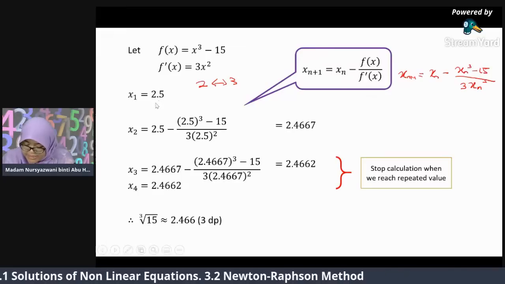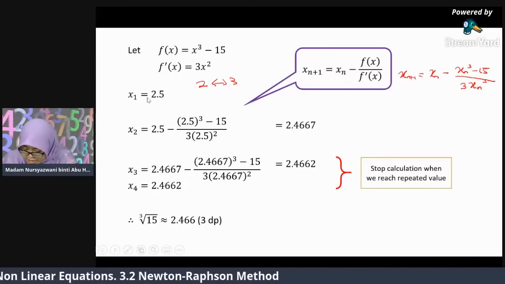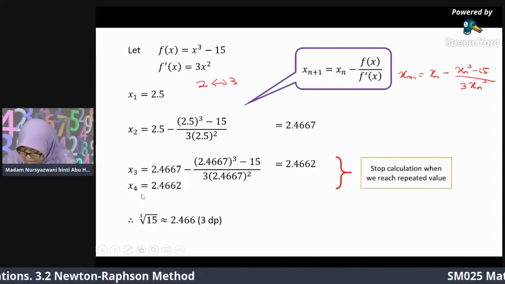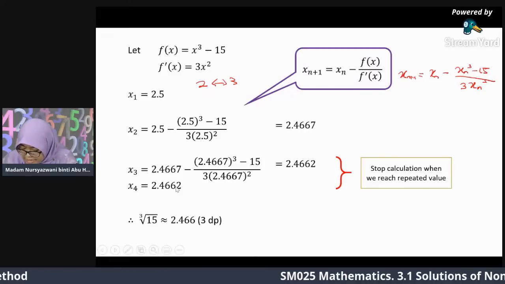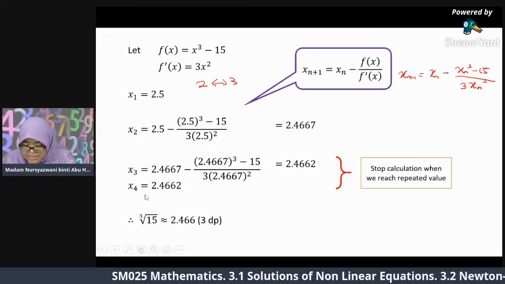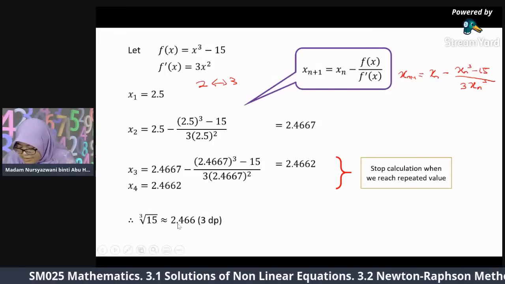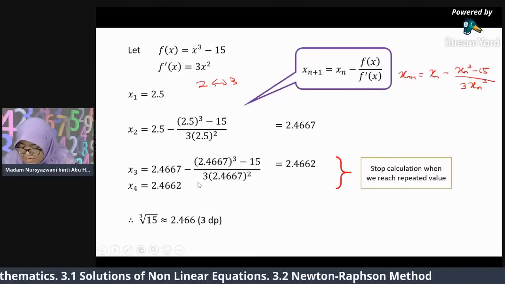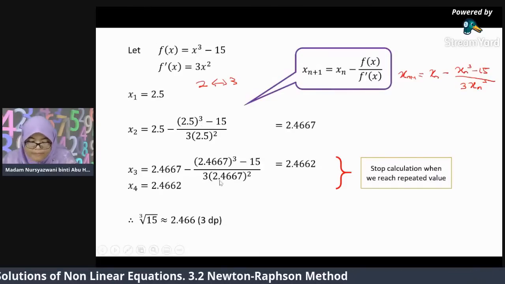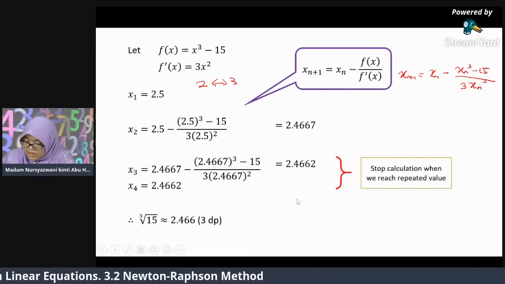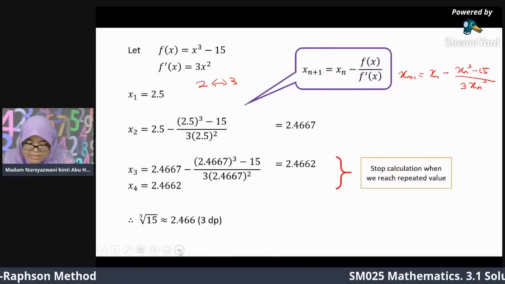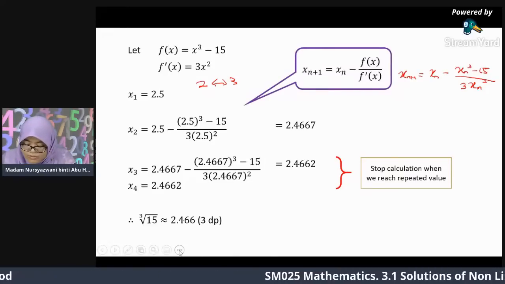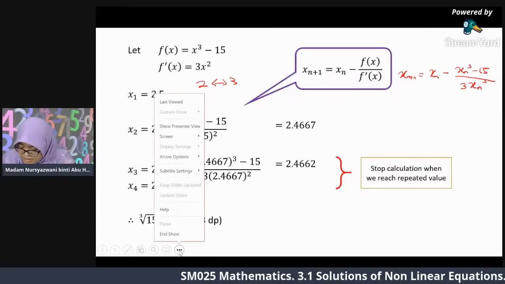Cuma yang membezakan adalah mungkin dekat sini, kalau saya guna 2.5, x yang keempat saya dah stop. Saya dah dapat jawapan. Kalau awak guna 2, mungkin awak akan berhenti pada x yang ke-9 atau ke-10 baru awak boleh dapat jawapan. Itu je beza dia. Jalan kerja tu akan jadi panjang ataupun pendek sahaja. Okey, sebelum kita pergi ke soalan seterusnya, saya ajar dulu macam mana nak guna calculator.